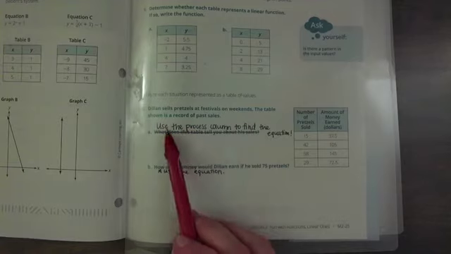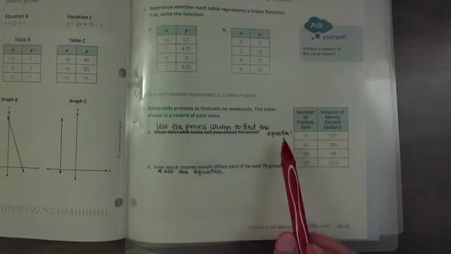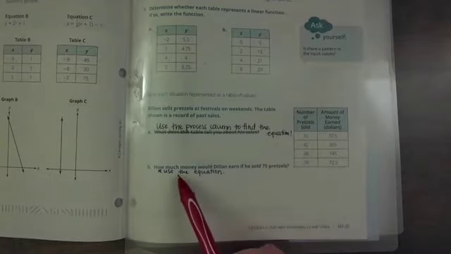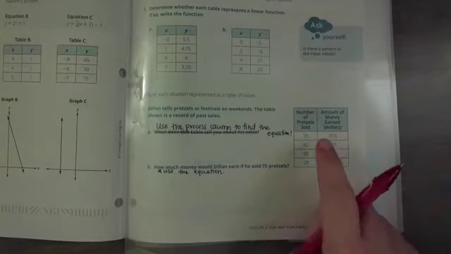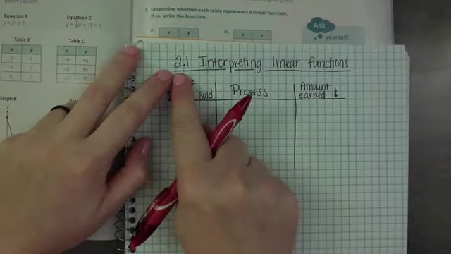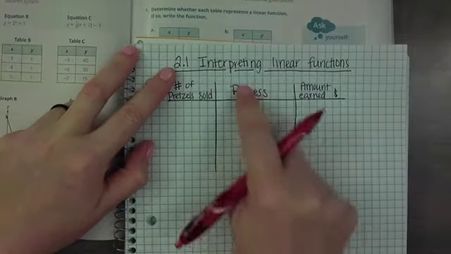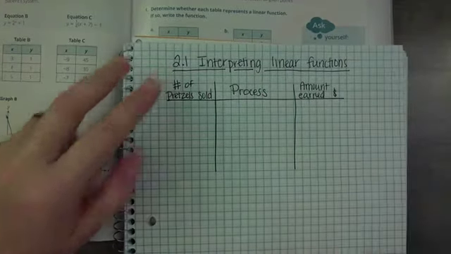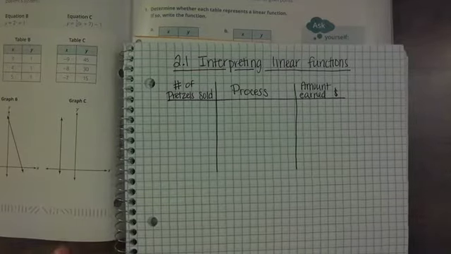Instead of doing what they asked, we're going to use the process column to find the equation. I feel like it's been a little while since we've done that. And then how much money would Dylan earn if he sold 75 pretzels, and it says use the equation. So there's not enough room right here to do the process column. So I did start on a notes page. Notice I put number of pretzels sold, process, and then amount earned. So you can pause the video to write that down, and then I'm going to start working on that.